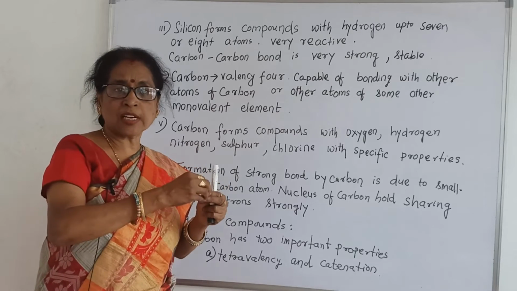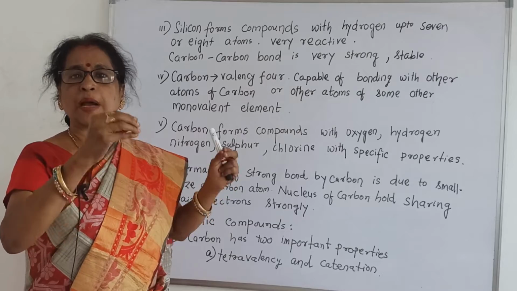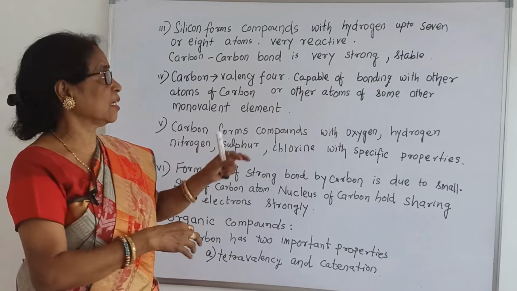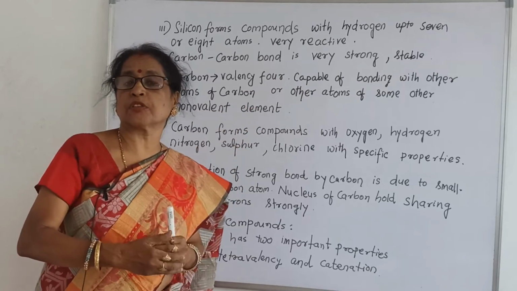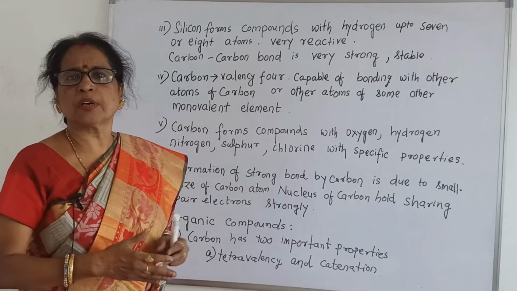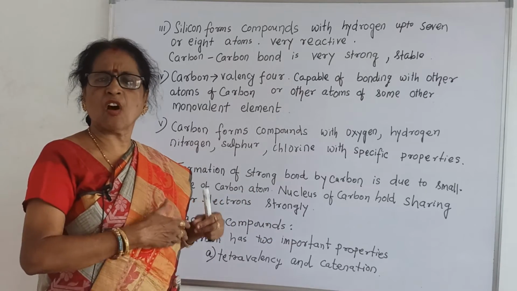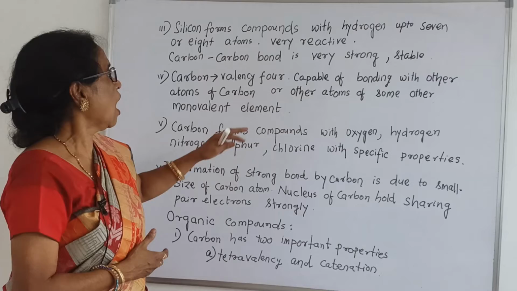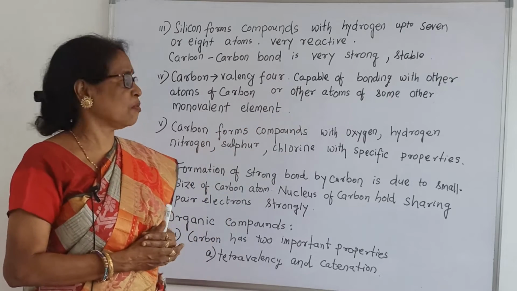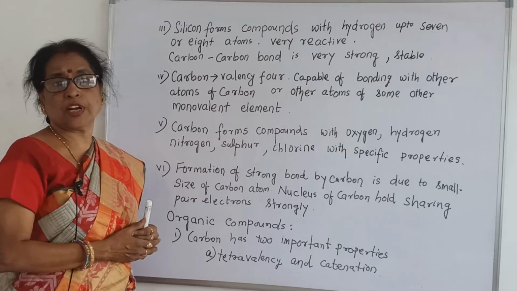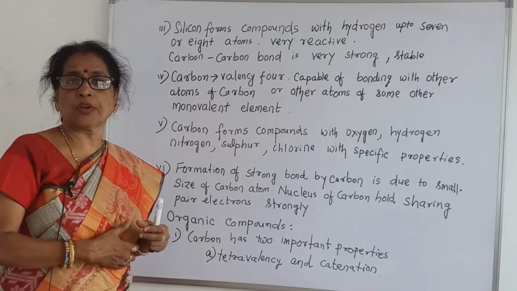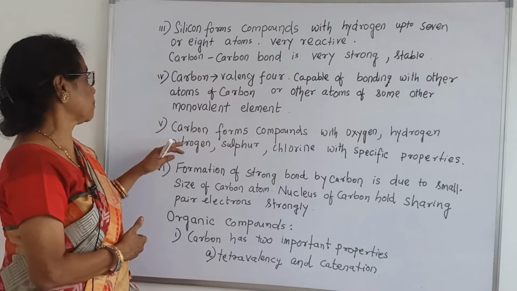Catenation means one carbon joined with another carbon. By catenation it forms a large number of molecules having long chains. With other atoms also it can form bonds, with monovalent elements like chlorine, sulfur, and so on.